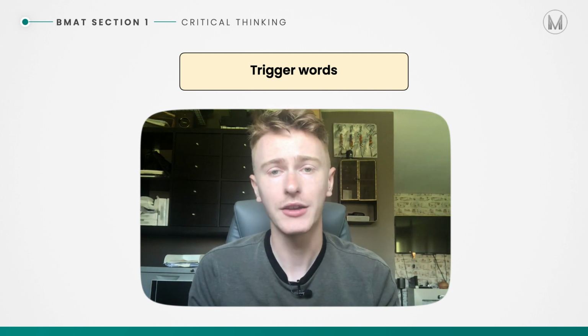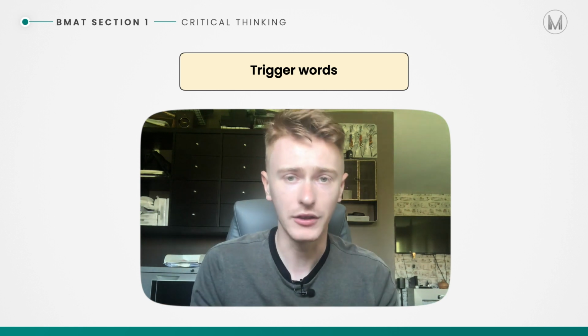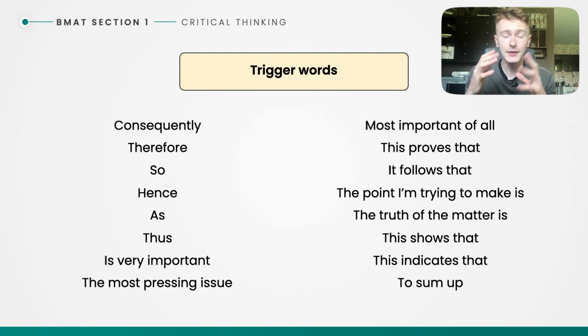Great. Hopefully you've had a chance to review all the trigger words that you can think of, and now let's move on to the list that Medic Minds put together. You can see here on the left you've got words such as consequently, therefore, so, hence, as, thus, before then moving on to the longer phrases such as the most pressing issue or the most important of all. These longer phrases are really obvious, but they're not always there, so it's important to keep an eye out for those shorter phrases, those consequently, those therefore, because they can inform you about where the conclusion is going to come in.